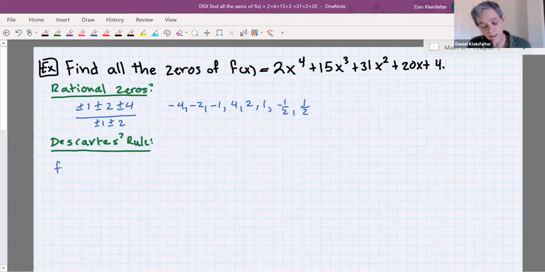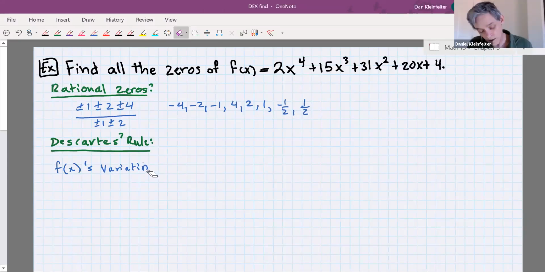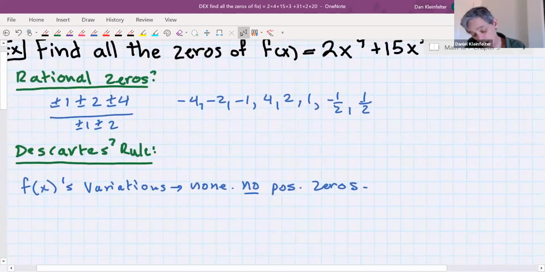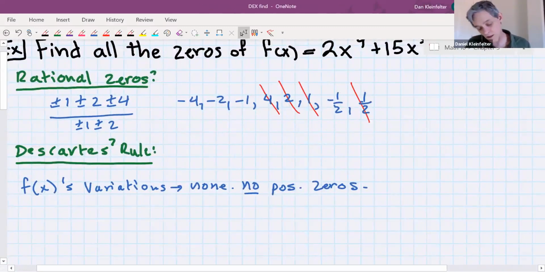Let's see what Descartes' rule of signs can tell us. So the number of variations in the sign for f of x. So it's pluses all the way down. So that means that there's no variations in sign, and so there's no positive zeros. Okay, and how that's great is that means that all these rational zeros that are positive, we don't have to check any of them. So that cut down our search by half just a little bit.